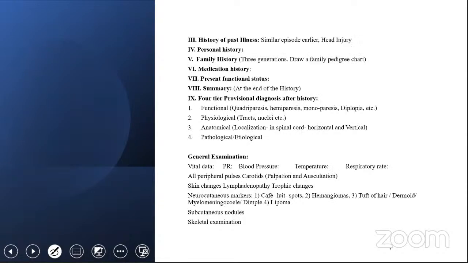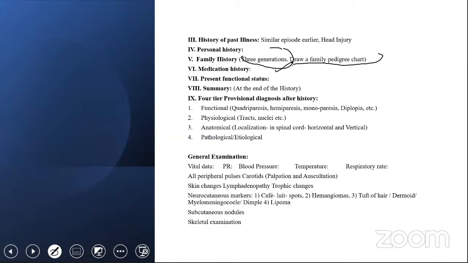History of past illness, similar reports earlier, head injury, and personal history, you all know how to take that. I'm not going to go into this, but family history I want to emphasize. You have to have a family tree diagram of at least 3 generations, draw a family pedigree chart, which you have to practice by learning.